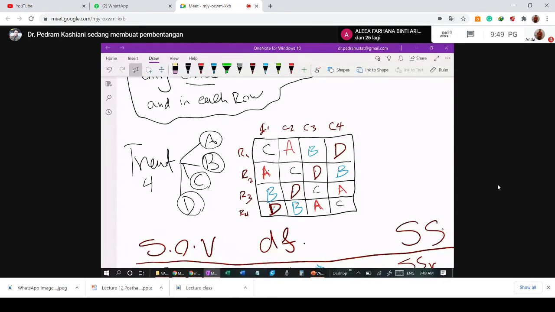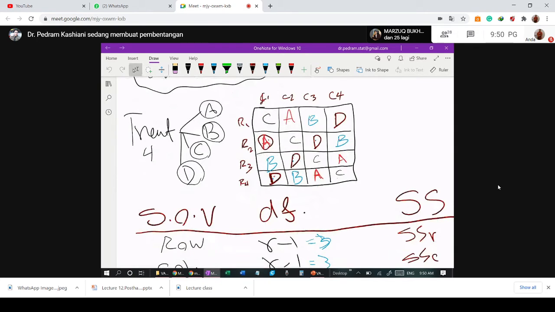Any color of this treatment, red, blue, black, whatever, you see is repeated only 1 time in a column and 1 time in a row. For example, A here. You can see this is column 1. I have only 1 A. There is no other A in column 1. This is row 2. In row 2 also, I have only 1 A. There is no A in this direction and in this direction. So this rule has to be applied for all the 4 treatments that I have.